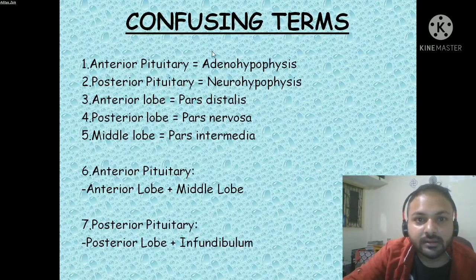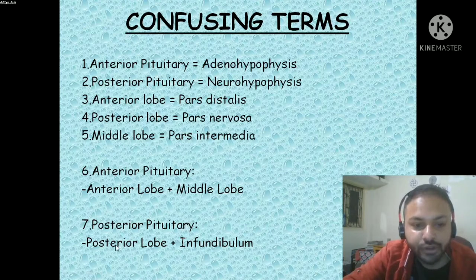Now there are some confusing terms between anterior pituitary and anterior lobe. So basically I made this slide to avoid this confusion. Anterior pituitary is adenohypophysis, posterior pituitary is neurohypophysis, anterior lobe is pars distalis, posterior lobe is pars nervosa, middle lobe is pars intermedia. Anterior pituitary, that is adenohypophysis, includes anterior lobe and middle lobe, and posterior pituitary, which is neurohypophysis, includes posterior lobe and infundibulum.